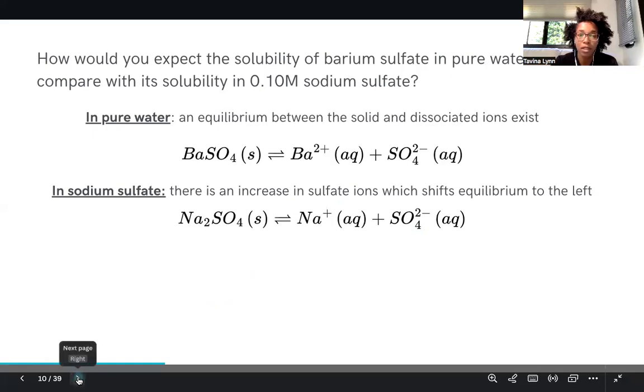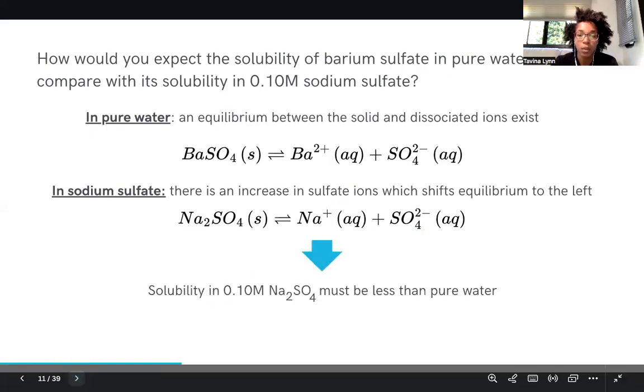So going back to our question, this means that the solubility in sodium sulfate must be less than that in pure water, because we've shifted the equilibrium to the left, to the solid barium sulfate.